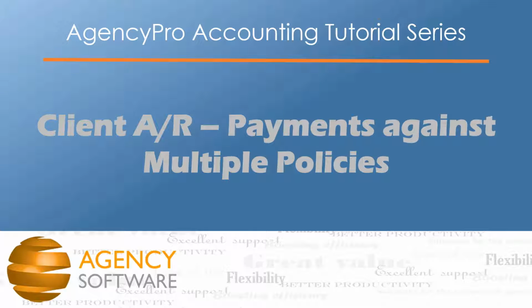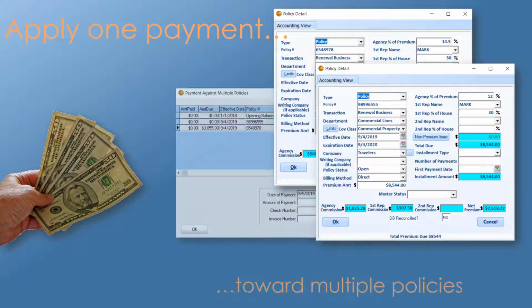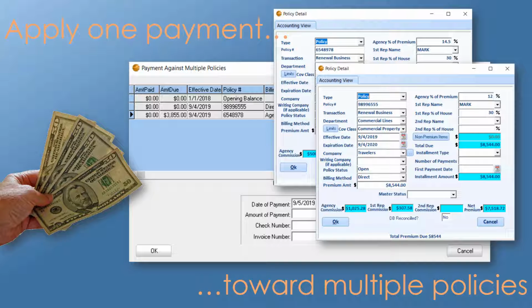Historically, the client payment screen only allowed you to apply a payment against a single policy or on account by not selecting a policy. Our new payment against multiple policies screen allows you to apply a single payment against multiple policies. This video will show you a couple of scenarios where the screen will simplify your payment processing.